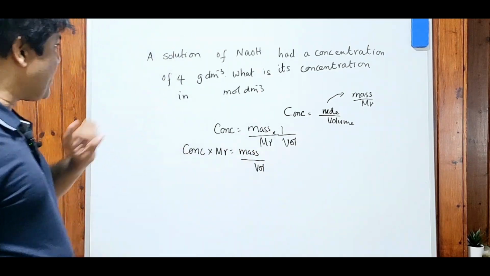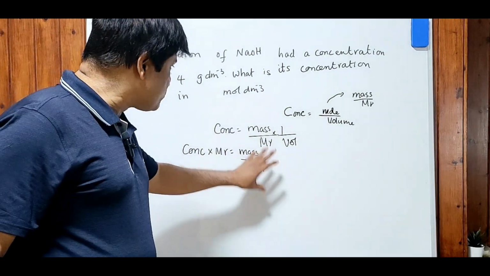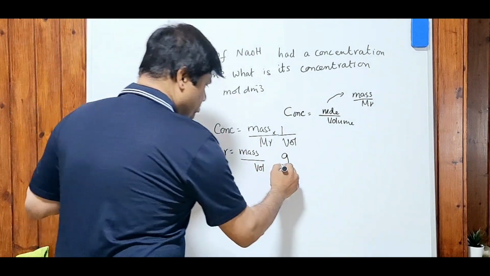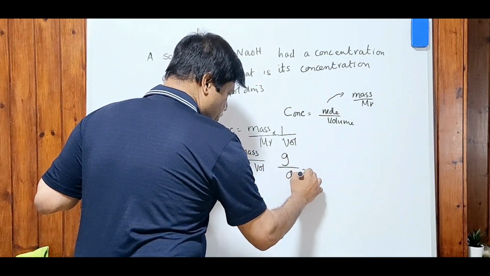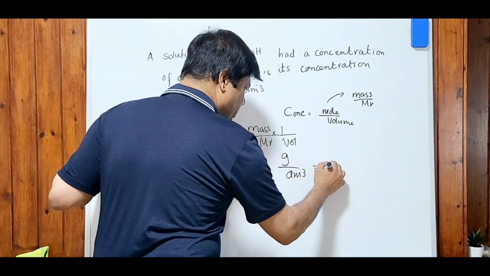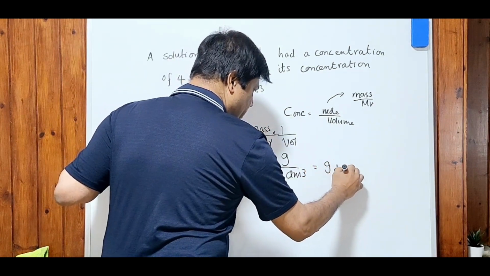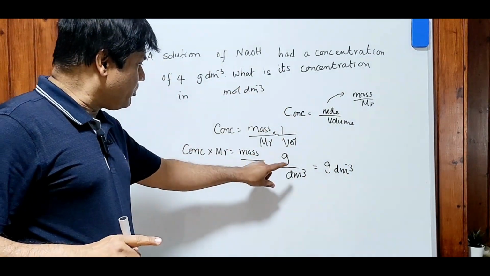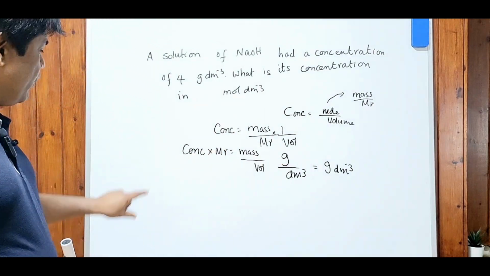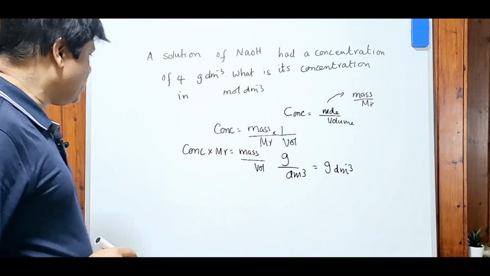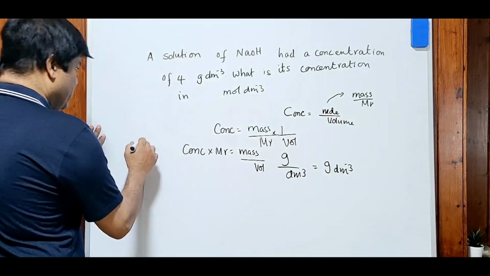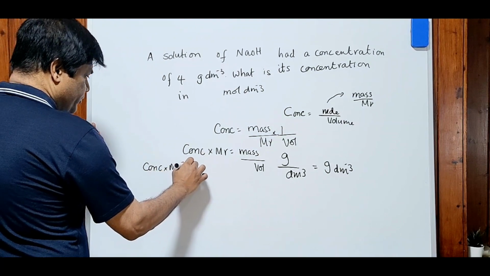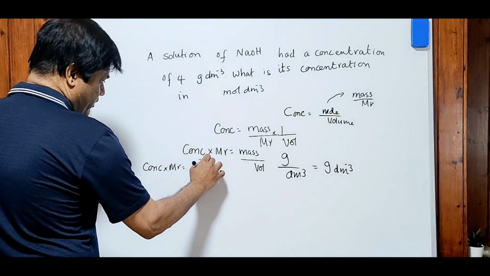How do you measure the mass? Mass is measured in terms of gram. How do you measure volume? Dm cube. So bring that dm cube to that side, and it becomes gram dm minus 3. So to convert mole dm cube to gram dm cube, we have to multiply conc by its Mr. That's a short formula: conc times Mr equals gram dm minus 3.